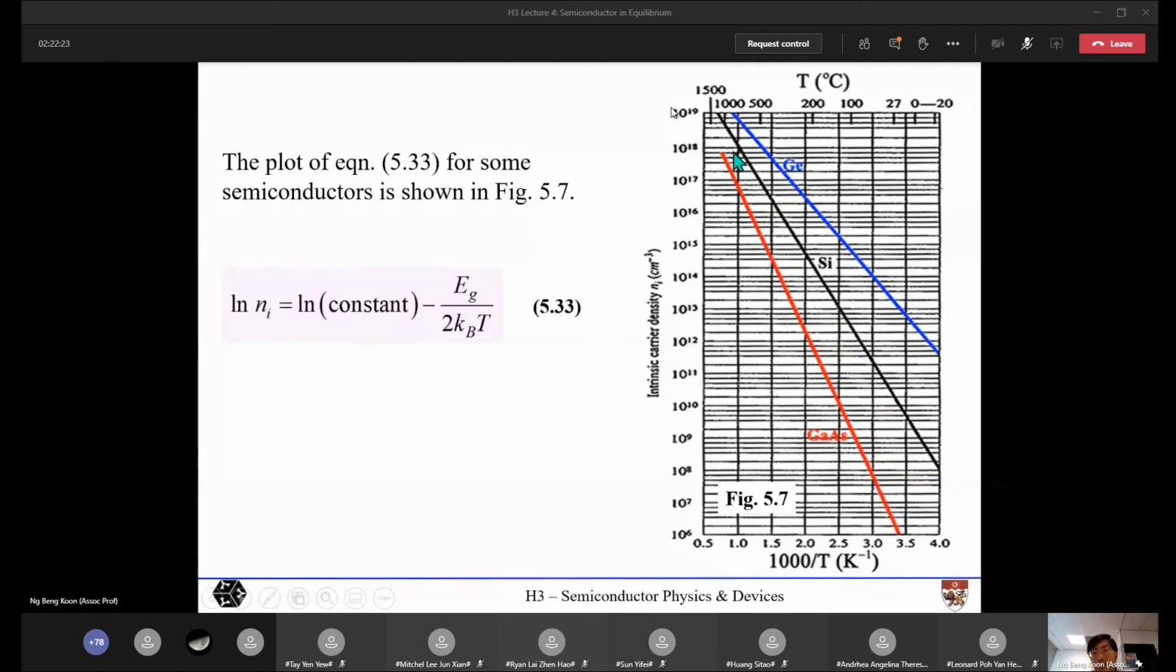So like you see here, the gradient tells you the band gap. In the case of silicon, it has this particular gradient, and notice that germanium has a smaller band gap, so the gradient is more gentle. And gallium arsenide has a larger band gap, and you see the gradient is steeper. So this is a common approach that's used to characterize the band gap of a semiconductor. This is an experiment that we do regularly.